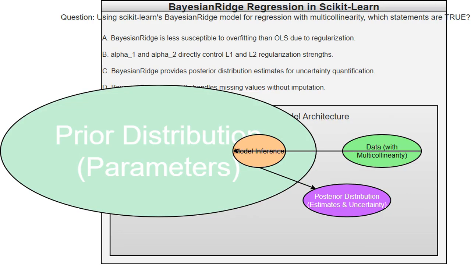The model uses a process called Bayesian inference. Think of it as a refinement of its initial beliefs based on the observed data. It doesn't just give one answer, but rather a range of possible answers with their associated probabilities. This is very helpful when you want to understand the uncertainty inherent in your predictions.